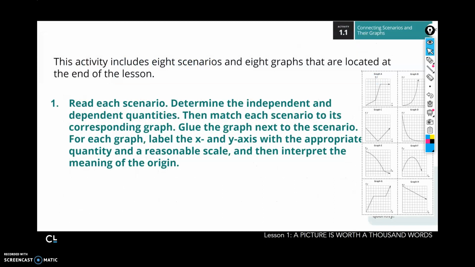This activity includes 8 scenarios and 8 graphs that are located at the end of this lesson in your textbook. Read each scenario, determine the independent and the dependent quantities. Then match each scenario to its corresponding graph. Glue the graph to the scenario for each graph. Label the x and y axis with the appropriate quantity and a reasonable scale, and then interpret the meaning of the origin. You can pause this video to find these graphs in your textbook, cut them out, and get some glue.